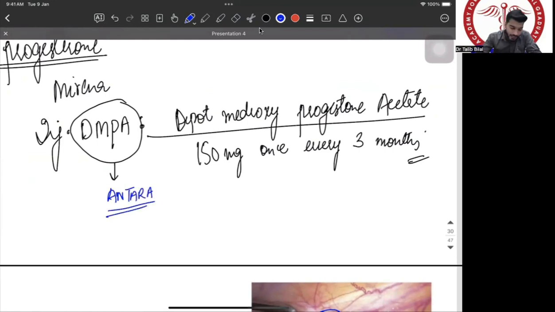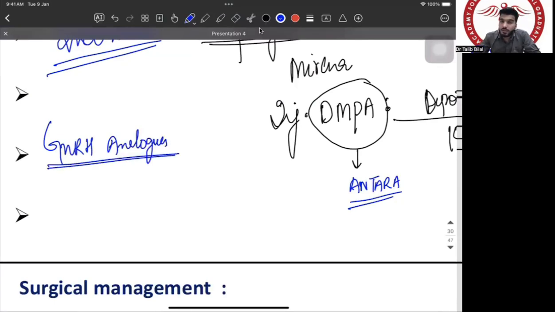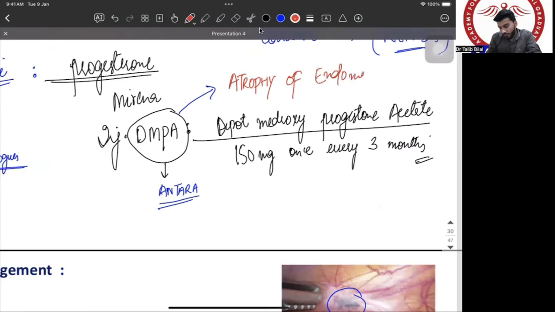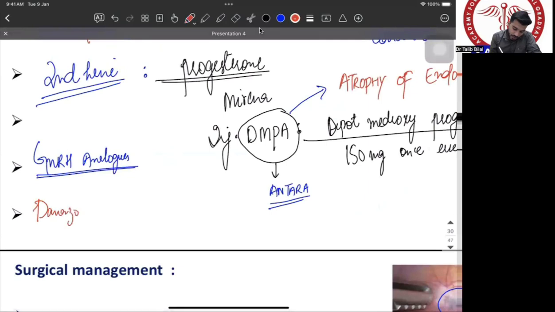Okay, and followed by that, we can also use GnRH analogs like nafarelin, buserelin, goserelin, and all. Is that clear? These are the main drugs that we use to cause atrophy of the endometrium. Now, what exactly is the action of this DMPA? It causes atrophy of endometrium. But the drug danazol causes faster atrophy of the endometrium.